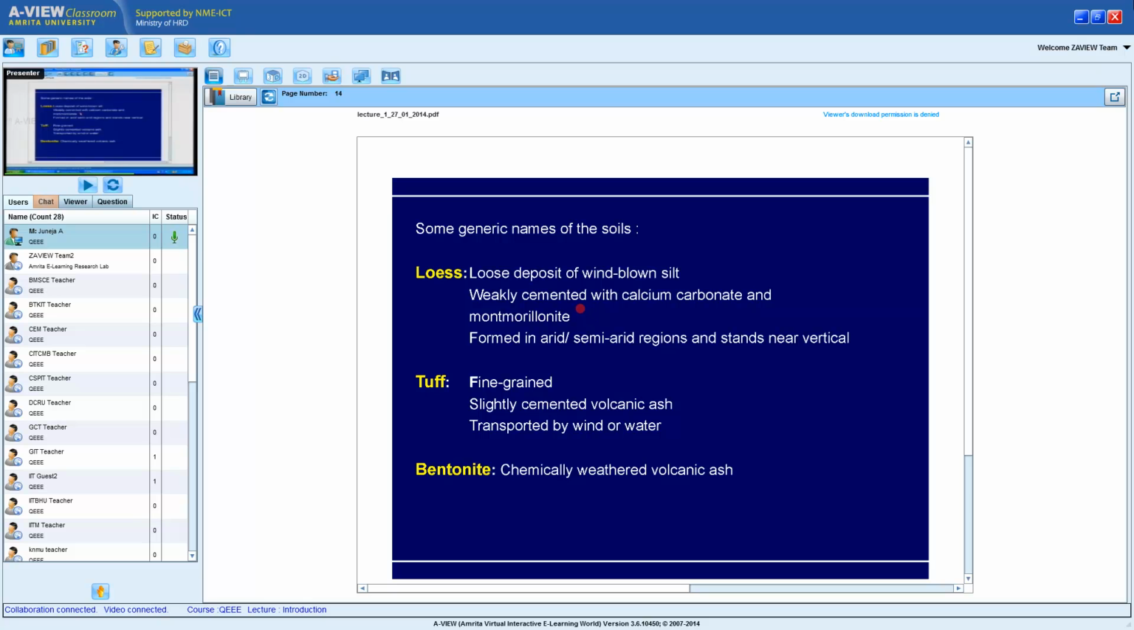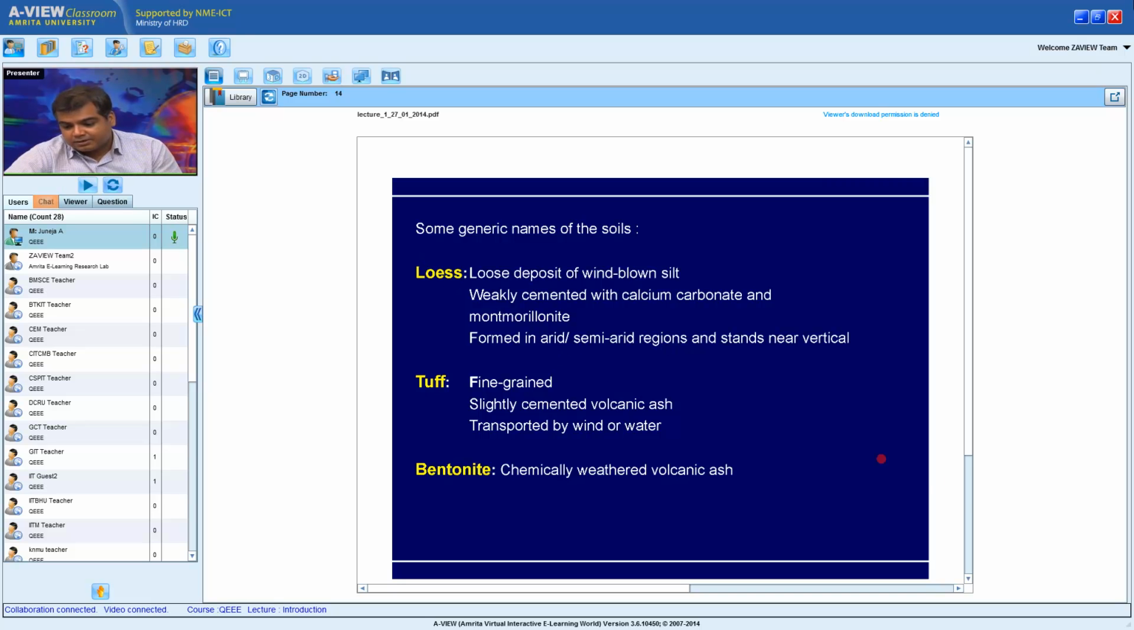Loess is weakly cemented, and the cementitious property is because of calcium carbonate. Any soil which contains calcium carbonate will have weak cementation, which makes the soil more friable. There is also a clay mineral called montmorillonite. We'll introduce it later, but it is a swelling clay, and a major part of our country has a large amount of montmorillonite clay, formed in semi-arid or arid regions.